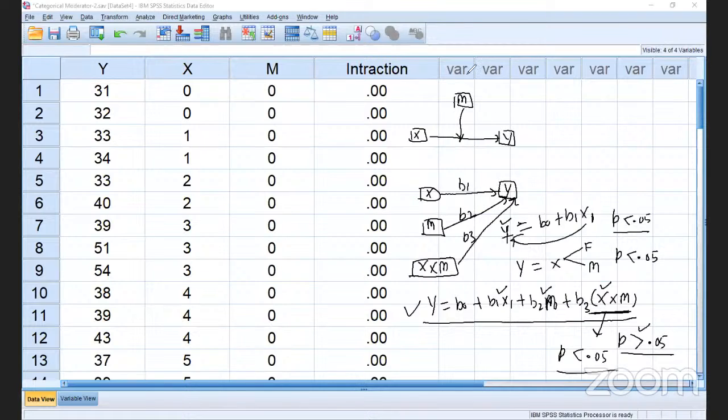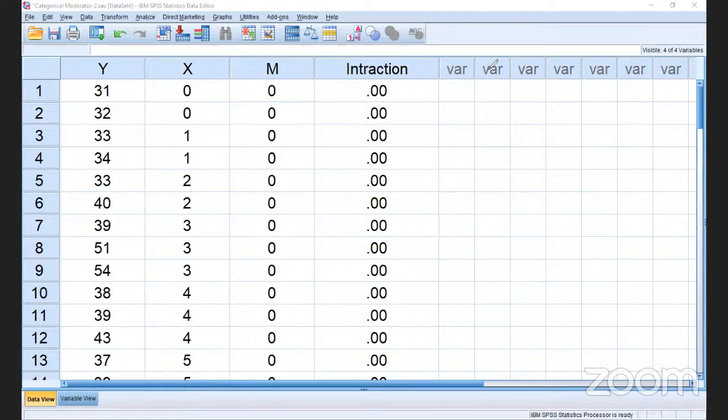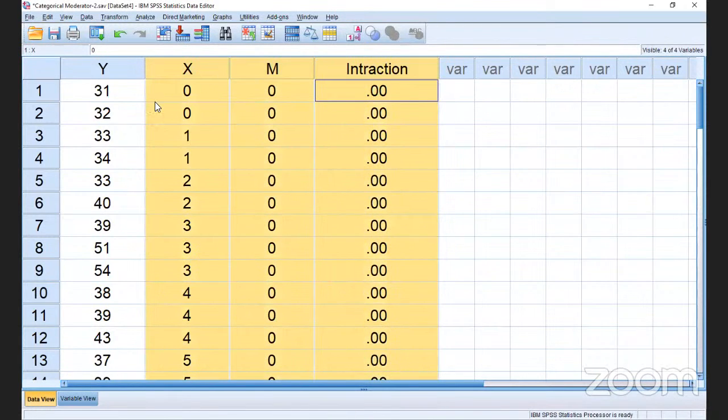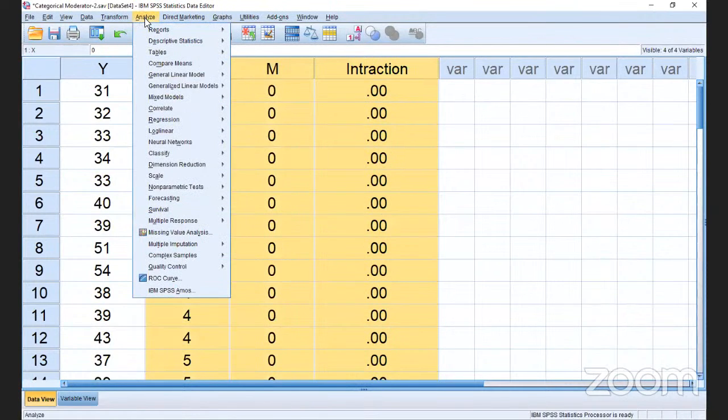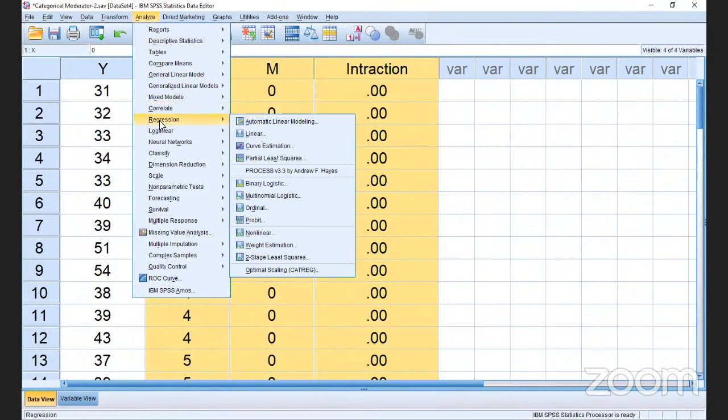Now, I am performing multiple regression analysis. I am taking all three variables, independent variable X, M, and the interaction. Now, how to perform it? Analyze, then Regression, and Linear. I am performing multiple regression analysis.